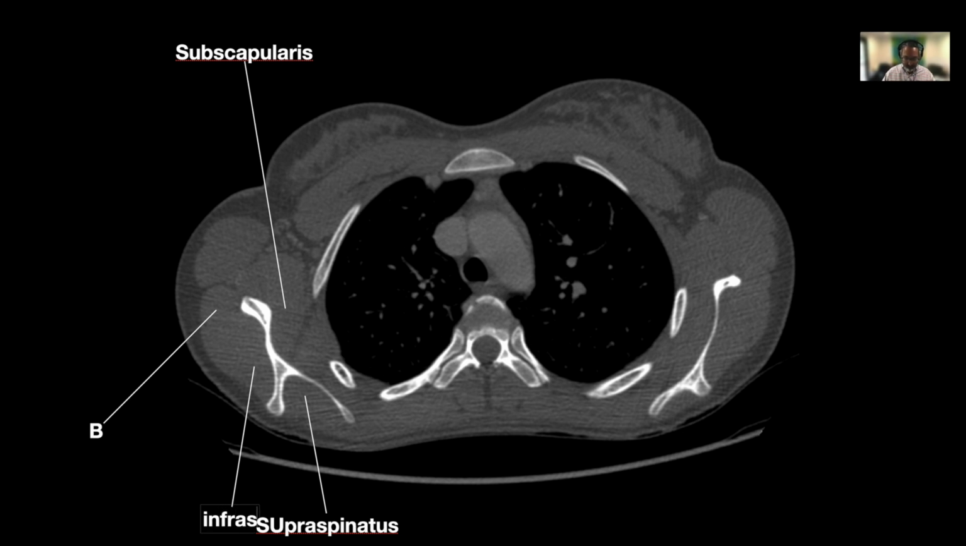It is infraspinatus. Absolutely. Infraspinatus. Correct. B would be teres minor. Correct. Good job.